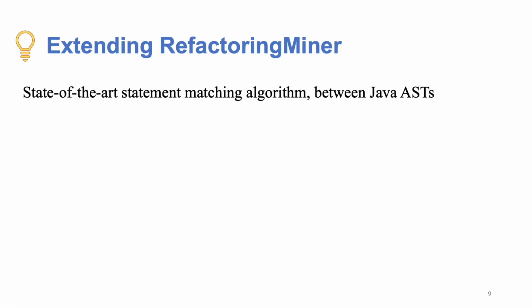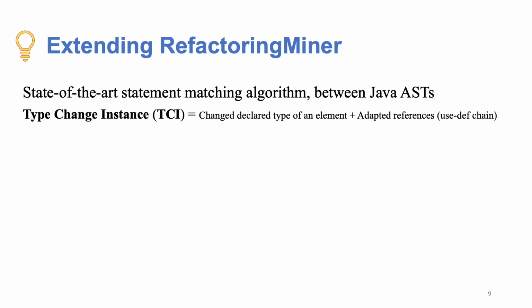RefactoringMiner has the state of the art refactoring aware statement matching algorithm between two Java ASTs. We leverage this to add a new feature to RefactoringMiner to detect 4 kinds of type changes: change local variable type, change method parameter type, change field type, and change method return type. A type change instance that RefactoringMiner reports consists of two components: the changed declared type of the element and the adaptations performed on the references of the element within the lexical scope.